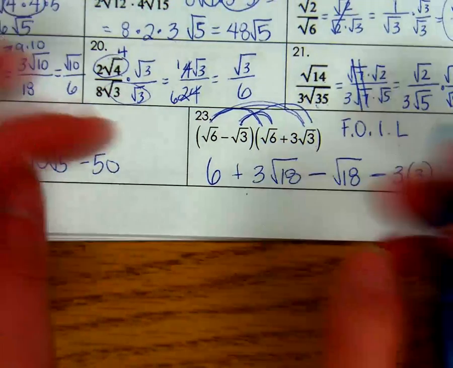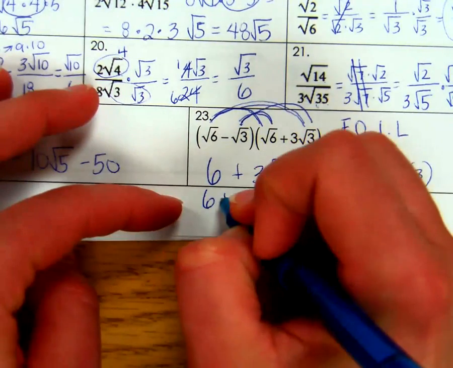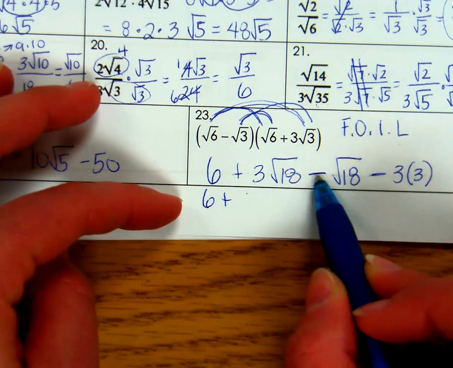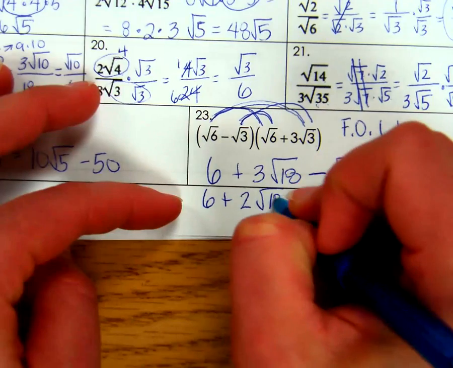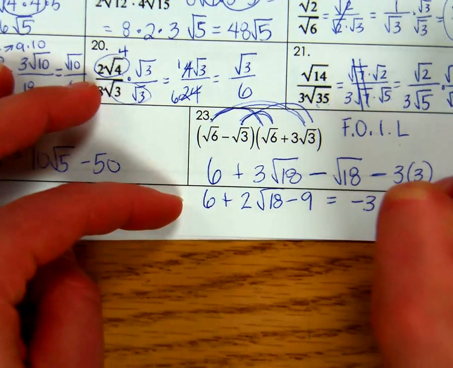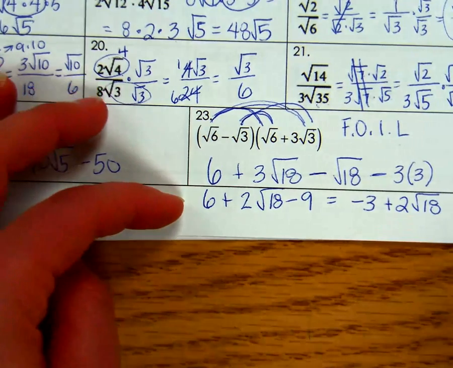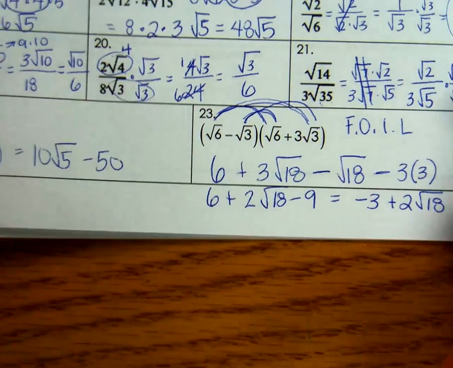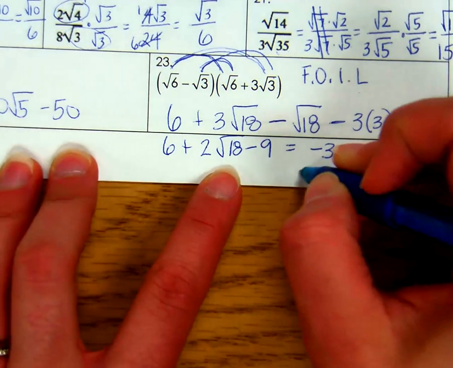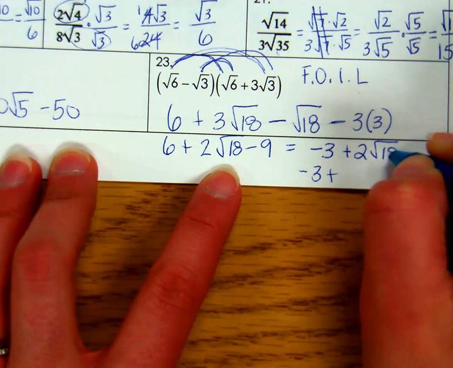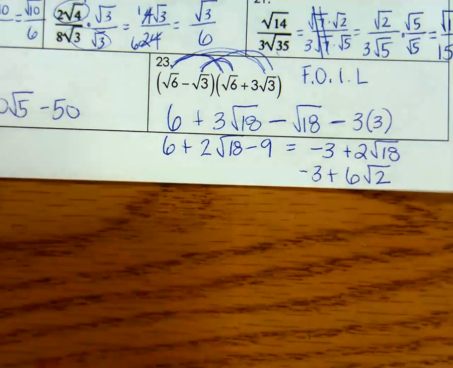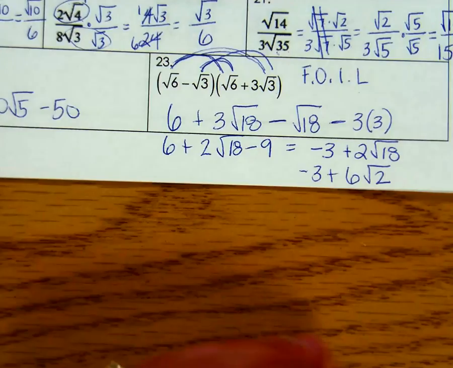So if I simplify by combining like terms, let's see. I have 6 plus 3 square root of 18 minus the square root of 18 is 2 square root of 18. And then minus 9, which is negative 3 plus 2 square root of 18. Be mindful that you might have one last step to simplify, and here we do, because the square root of 18 is 9 times 2. So I have negative 3. I'm going to pull out the square root of 9, which is 3. So 6 square root of 2. And you can have those reversed. It could be 6 square root of 2 minus 3.